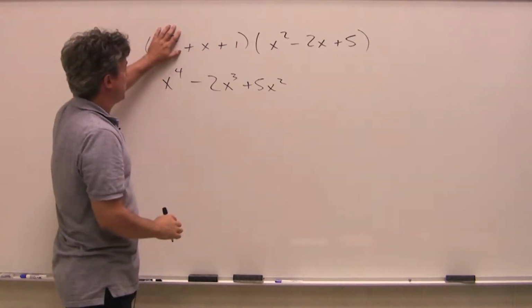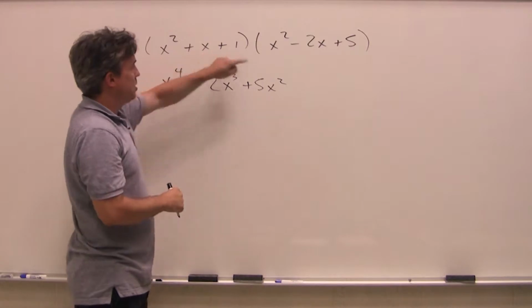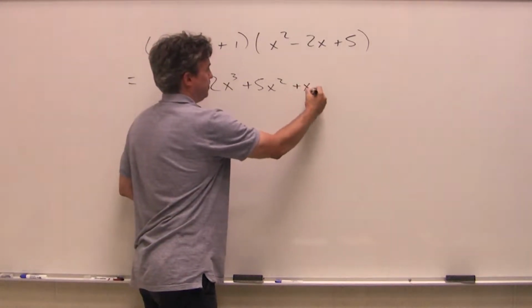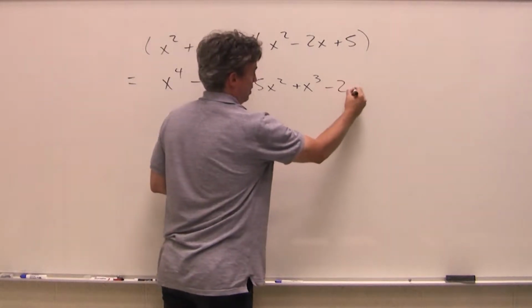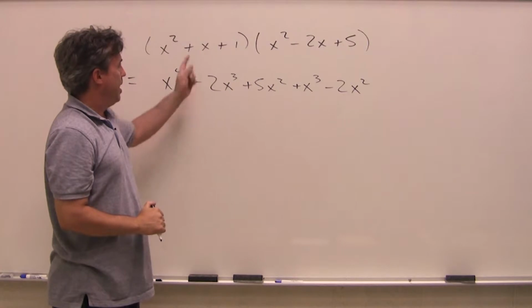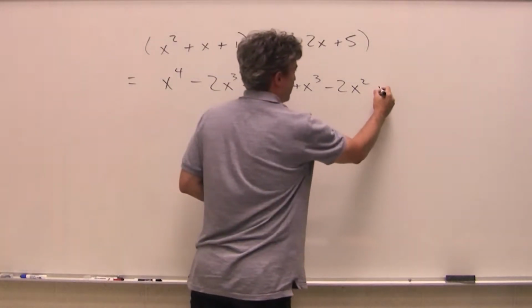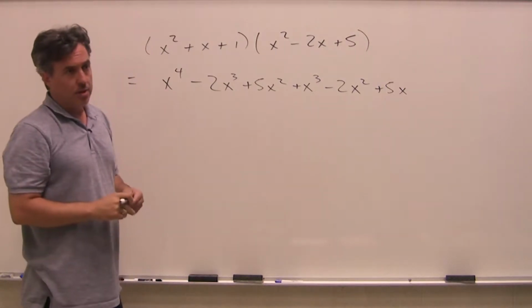Now I'm done with this x squared term, and now I turn to the x and I do exactly the same thing. X times x squared is x cubed. X times negative 2x, the coefficient is negative 2. X times 5, I've got plus 5x. And so I've done 6 of the 9 terms.